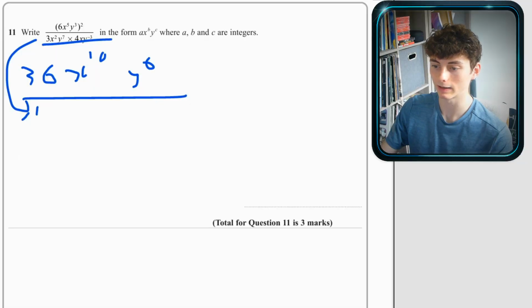So 4 times 3 will just leave us with 12. That's easy. Now x squared multiplied by another x will just leave us with x cubed. And y to the power of 7 multiplied by y to the minus 3 will just leave us with y to the minus 4. Okay, so now we have a much simpler equation.